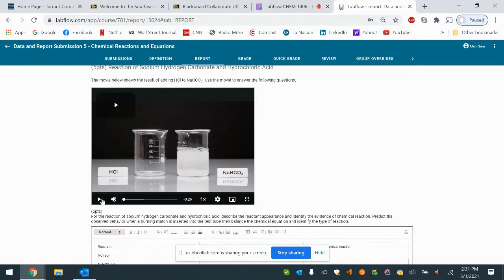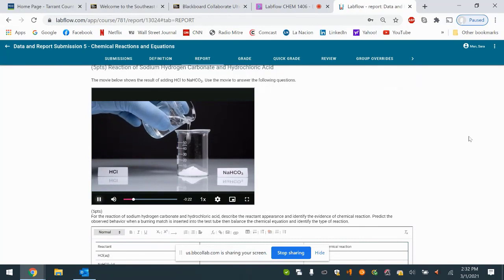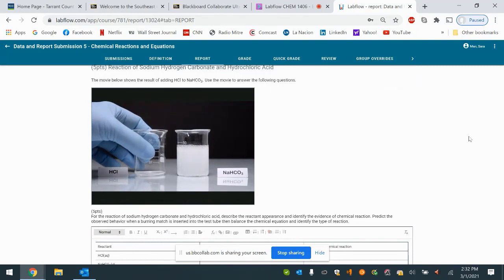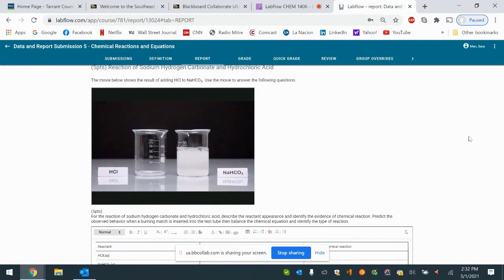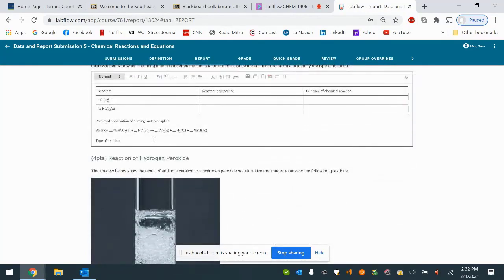And the next one, you have a video. You will see that this is a colorless solution that you are adding to a solid bicarbonate. And what do you see? Obviously, it's clear what you see. That's one of the signs of chemical reactions. So you are going to complete, balance, and write what type of reaction. You don't have to predict the reaction because they are giving you the chemical equation. All you have to do is balance it.